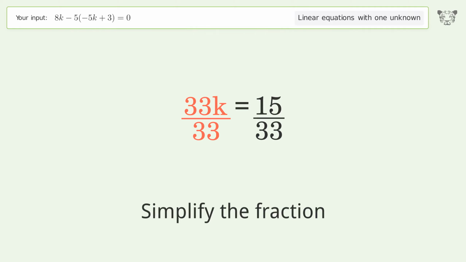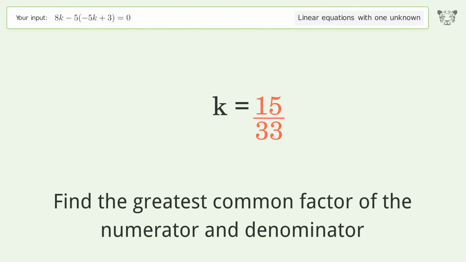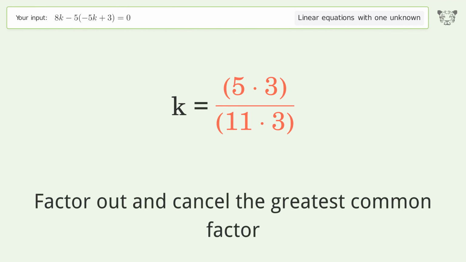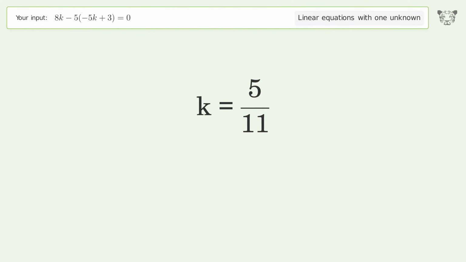Simplify the fraction. Find the greatest common factor of the numerator and denominator. Factor out and cancel the greatest common factor. And so the final result is k equals 5/11.